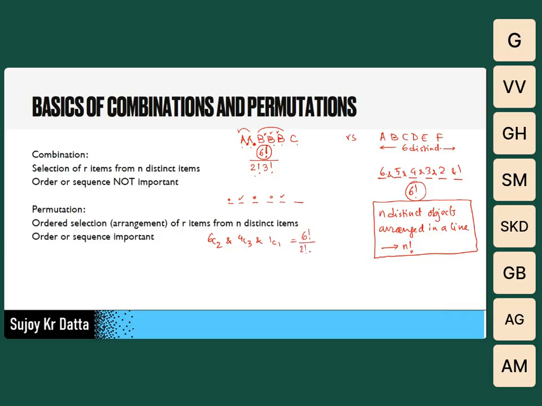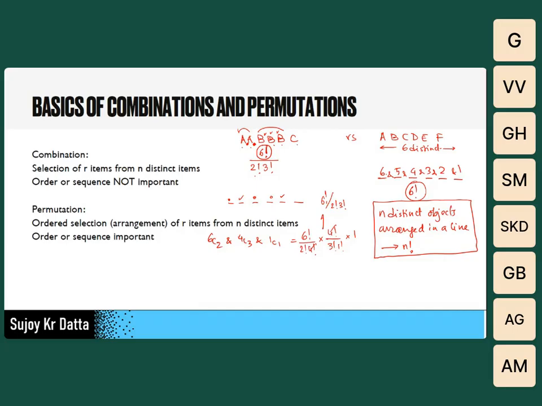This is 6 factorial by 2 factorial 4 factorial times this, and 1C1 obviously is 1. So this cancels out. See, we have got the same answer: 6 factorial divided by 2 factorial 3 factorial.